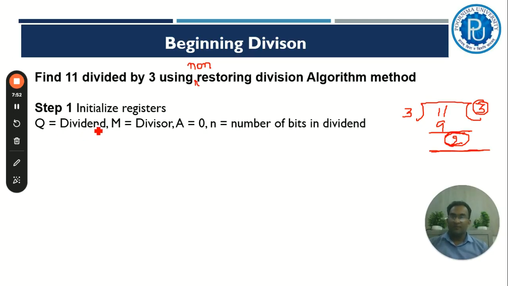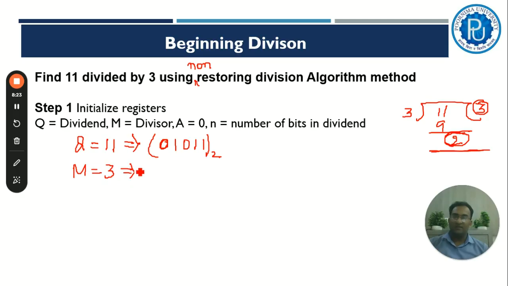So Q equals the dividend. In this case, Q is 11, and the binary equivalent of this Q will be 01011 there, and one extra bit we are taking 0. So this is the binary value of 11 there. Then we have the divisor, which in this case is 3. The binary equivalent of 3 is 00011. This is the binary value of 3 there.